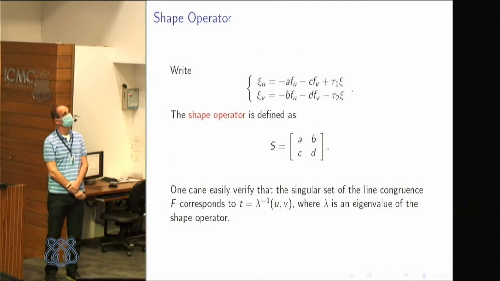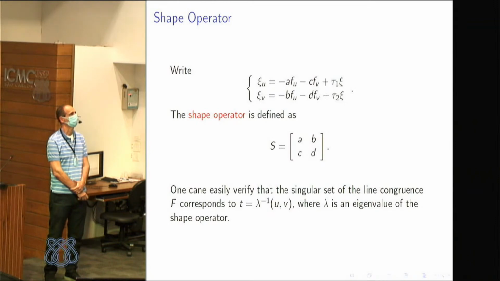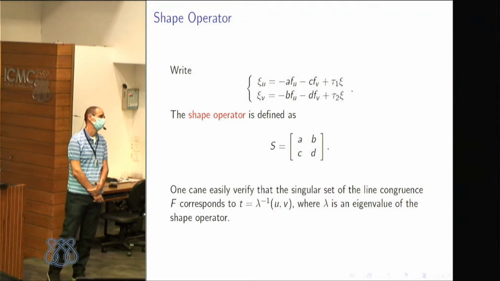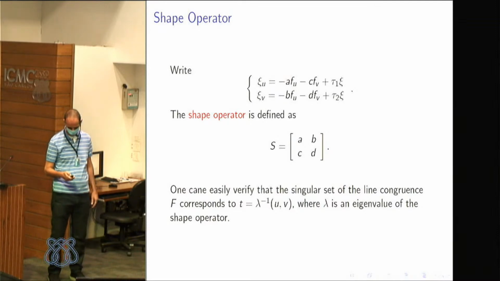The shape operator is important here. It arises when you differentiate the vector field xi and decompose it into the basis given by the derivatives f_u, f_v, and xi. The tangent component is called the shape operator. The singular set of the line congruence corresponds to p equal to the inverse of the eigenvalue, where lambda is an eigenvalue of the shape operator.